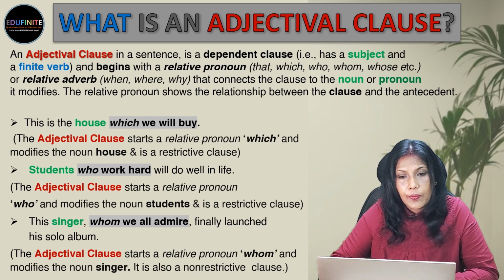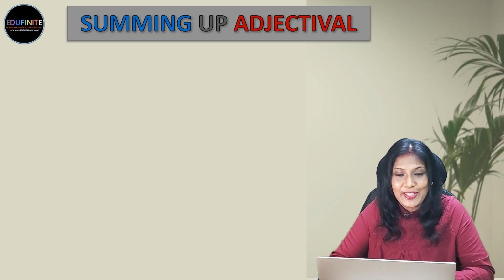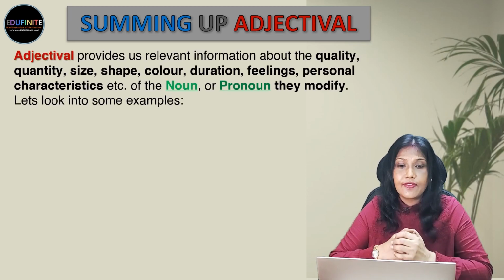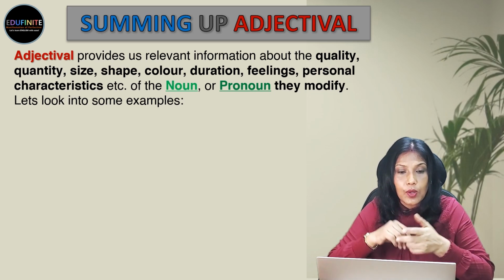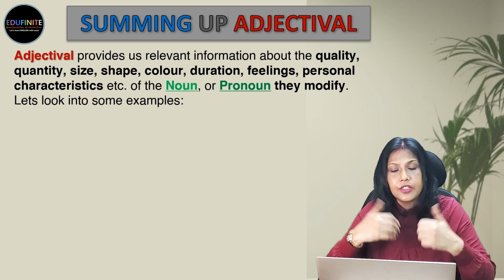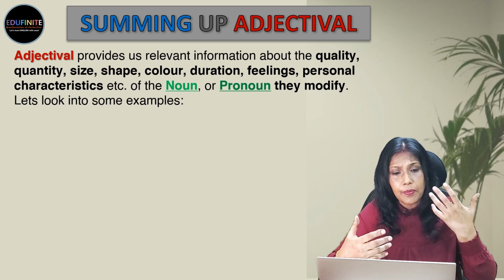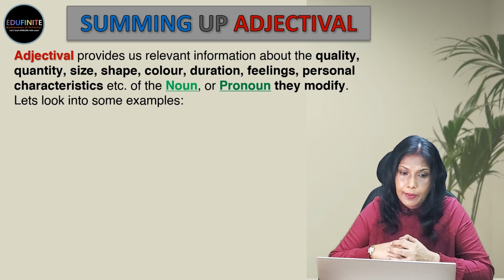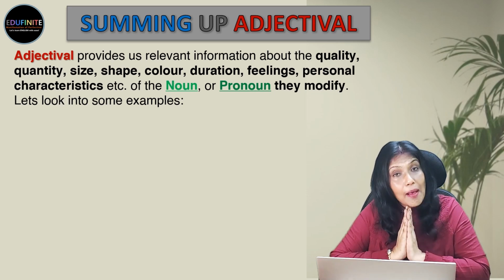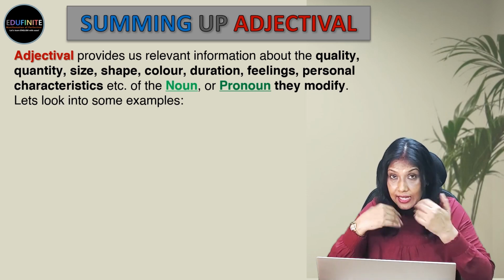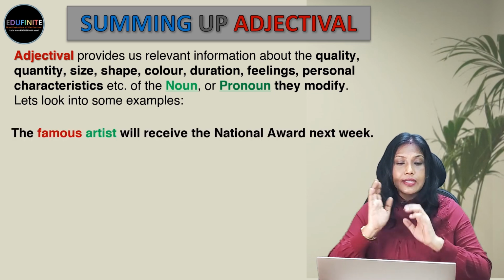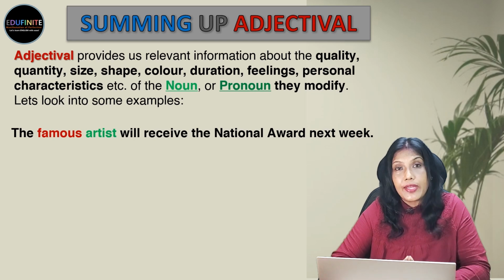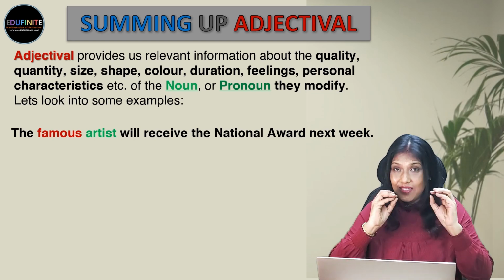Okay. Now, let's sum up the adjectival. So we know adjectivals provide us relevant information about the quality, quantity, size, shape, color, duration, feelings, personal attributes or characteristics, etc. of the noun or the pronoun they modify. And so let's look into some examples to understand them easily. So the first sentence, the famous artist will receive the national award next week. Here, famous is the adjective.